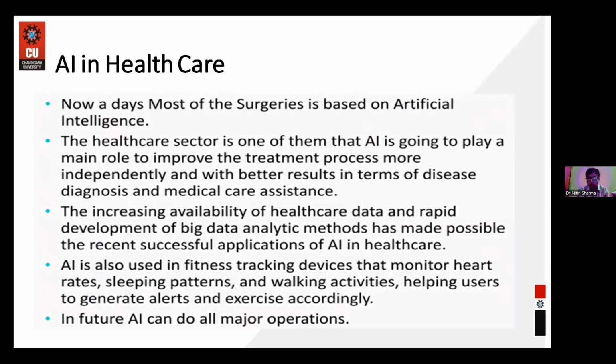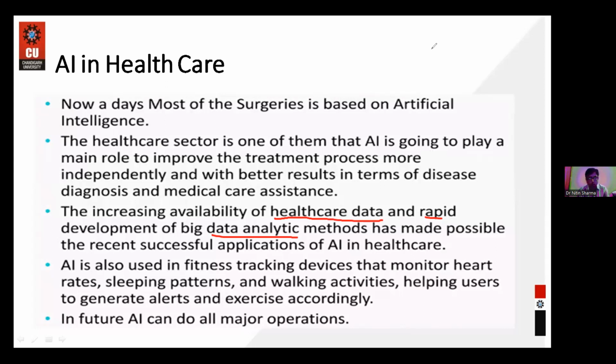So the most important points here are that healthcare data is available, right? And the rapid development of big data analytics. These are the backbone of AI, right? Without data, we can't make any machine learn. And without analyzing the data, we can't predict what type of disease it is, right? That's the reason.